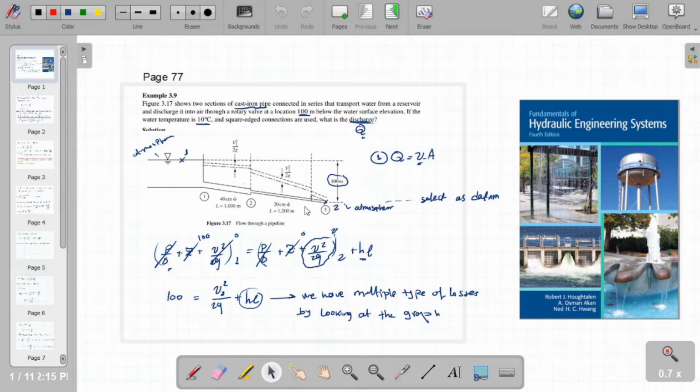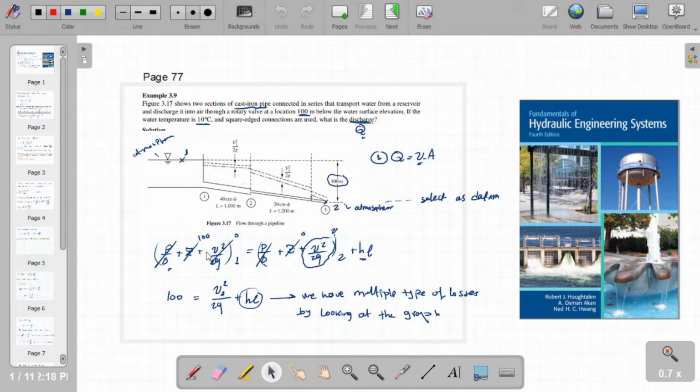Now, if we're using point 2 as a reference, then Z at point 1 is 100. The velocity squared divided by 2 times the gravity acceleration at point 1 can be assumed to be 0, because this is a reservoir and the water level won't be decreasing at a very fast rate, since it is a large volume of water. A small pipe connected at the bottom of it won't make much of a difference, and won't cause a rapid decrease in velocity, so we can assume it to be 0.